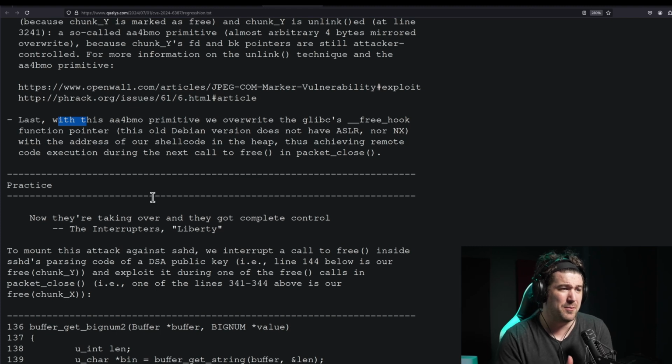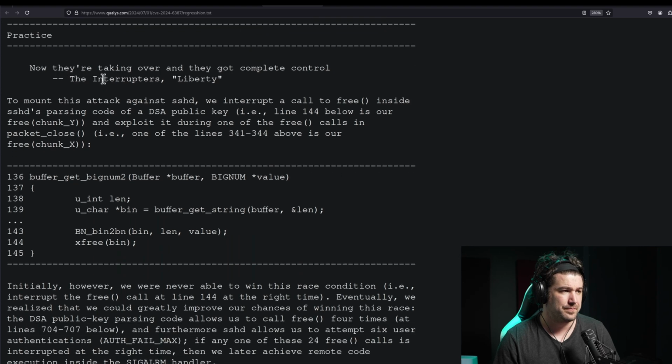With the A4BMO primitive, we overwrite glibc's free hook function pointer with the address of our shellcode in the heap, thus achieving remote code execution during the next call to free in packet_close. Basically ASLR and NX are going to keep this from happening, but now they've got complete control. I don't know who they're talking about.